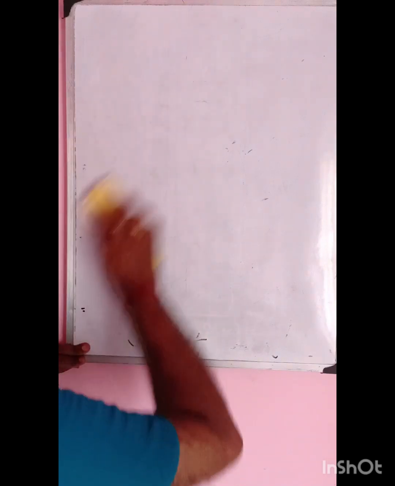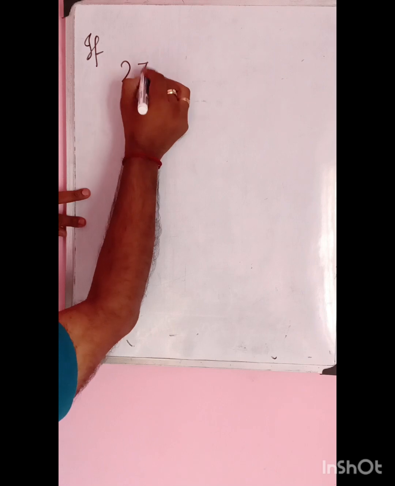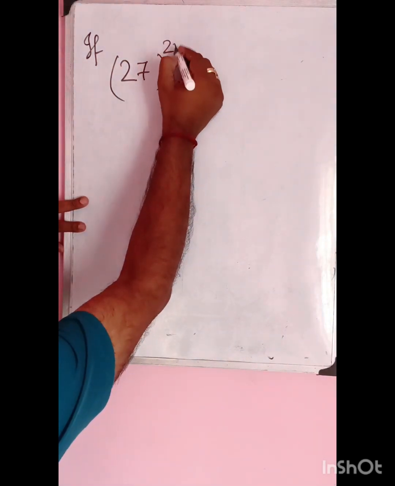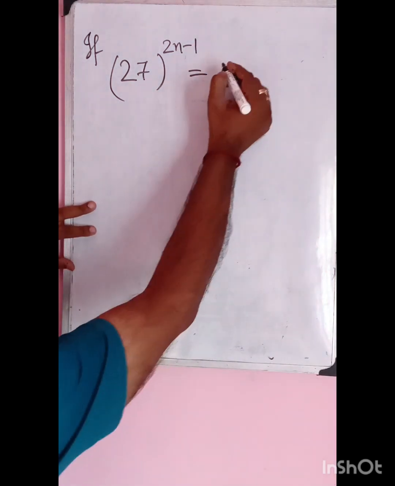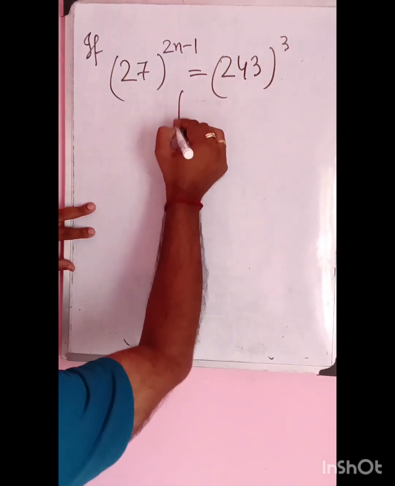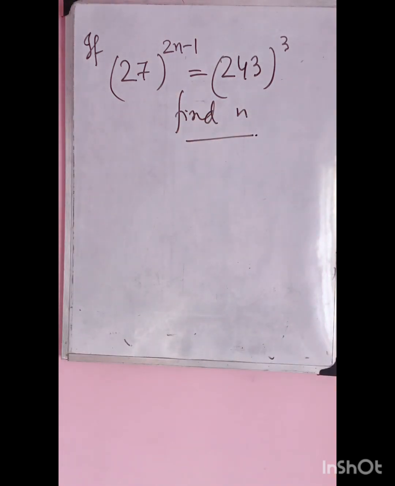Third problem goes like this. If 27 to the power 2n minus 1 equals to 243 to the power 3, find n. This is again a very important problem. Solve n.